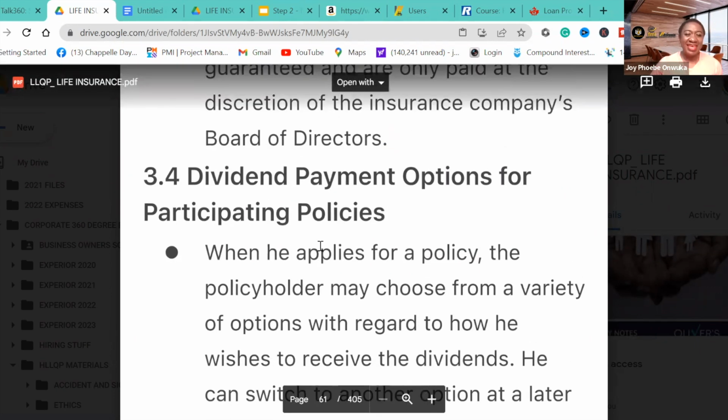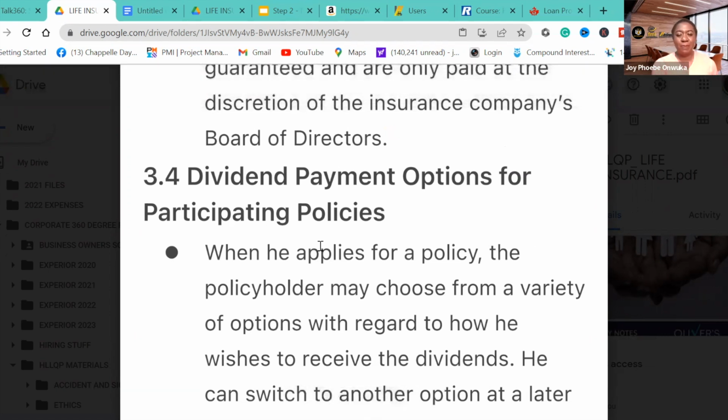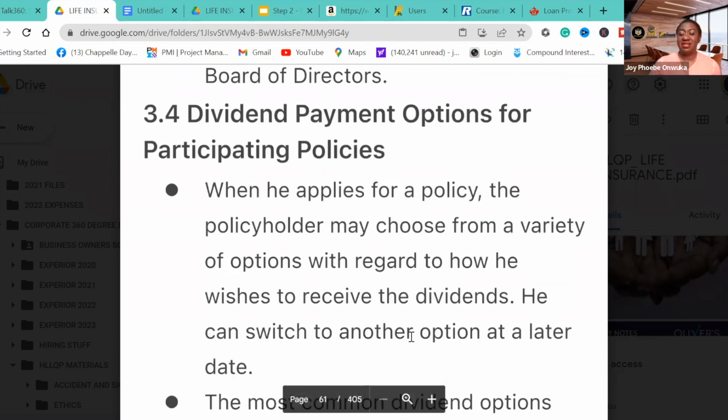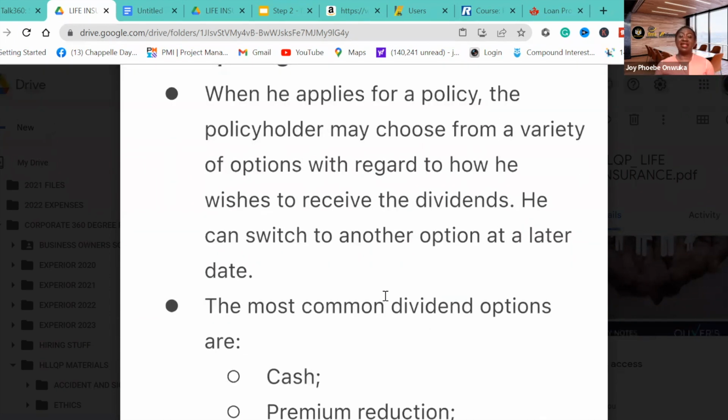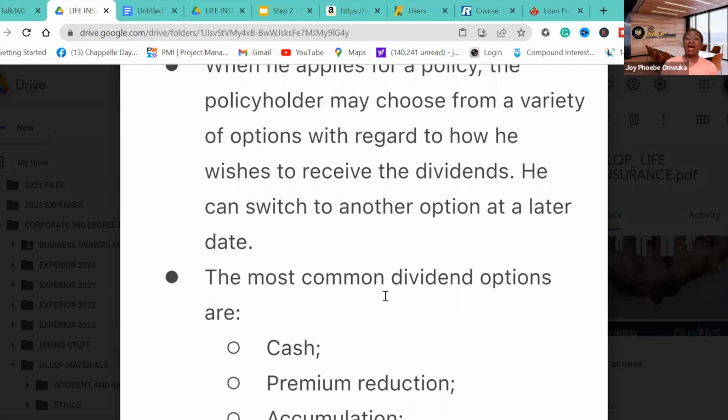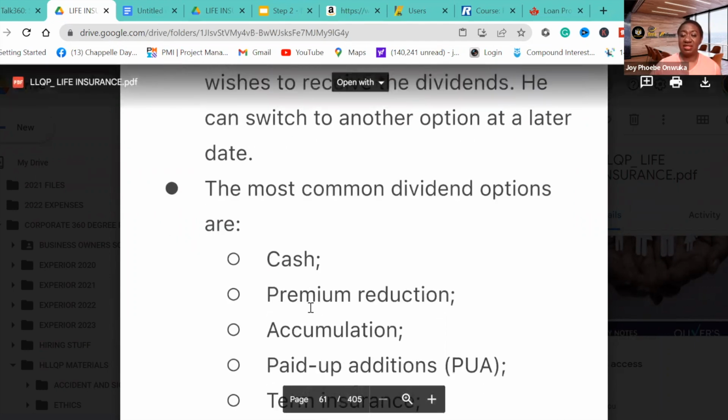Dividend paying options for participating policies. In other words, for the dividends that you're going to get, you have options. When he applies for a policy, the policy owner may choose from a variety of options with regards to how he wishes to receive the dividends. He can switch to another option at a later date. So at the point of application, you can choose how you wish to receive your dividend. However, you can switch at a later date.